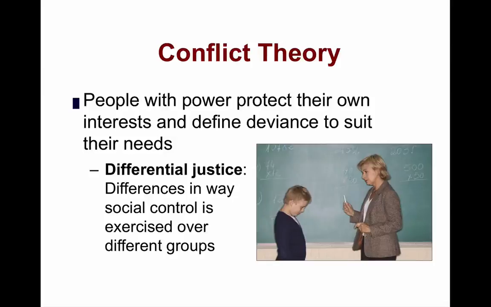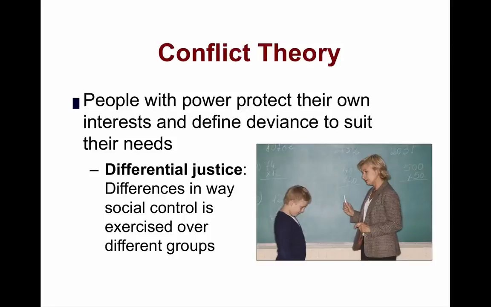Those with the power protect their own interests and define deviance. They have this power, so they define deviance to suit their own needs. Lawmaking can be an attempt by the powerful to coerce others into their own idea of what is moral and what is immoral. We could think about those with power defining homosexuality as illegal, as it is in some countries, particularly in Africa currently. The people with power in that society are creating law to coerce everyone into their own moral system, which views homosexuality as an evil act.